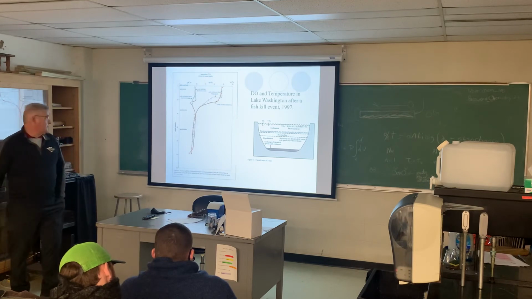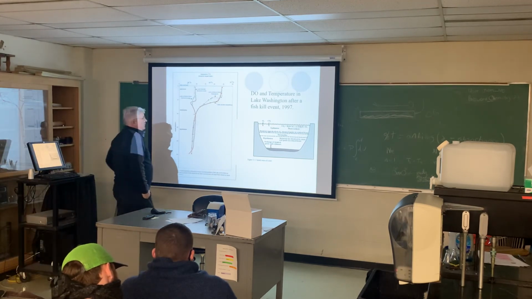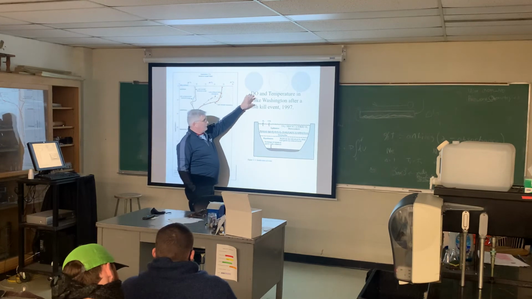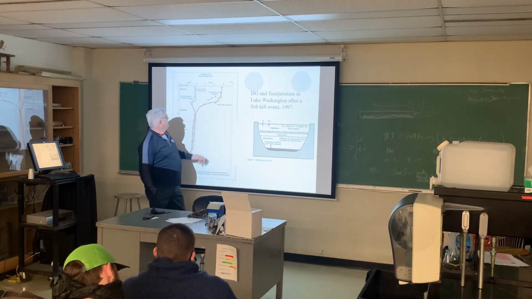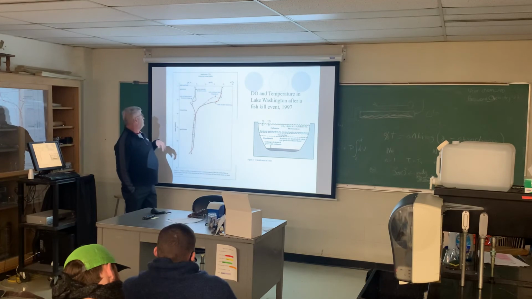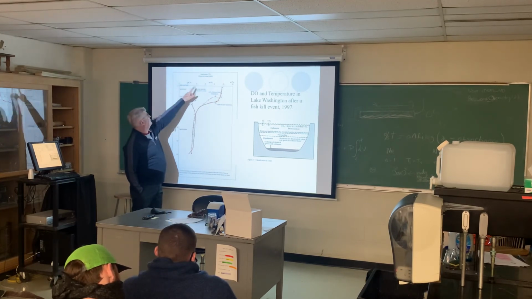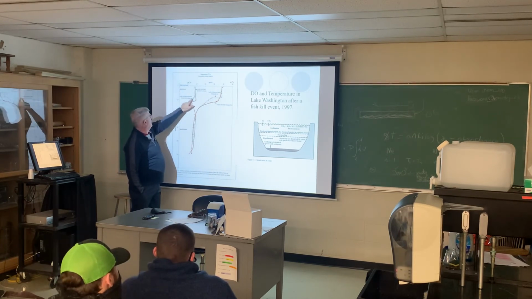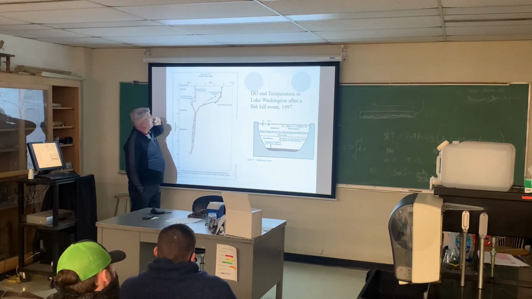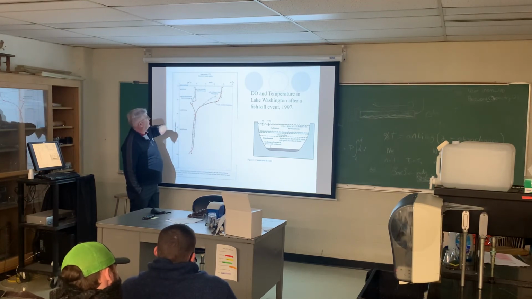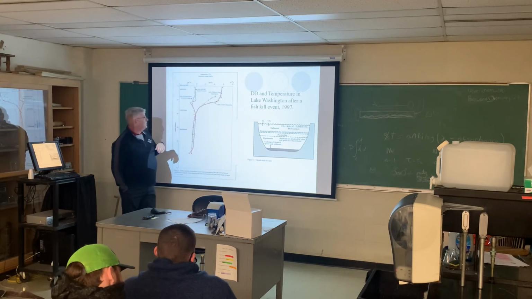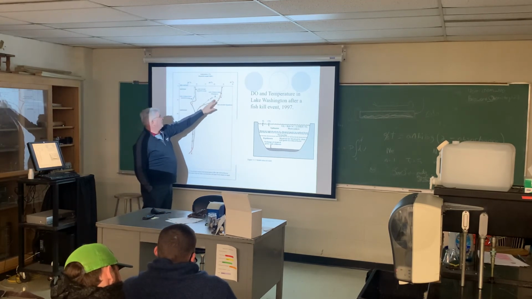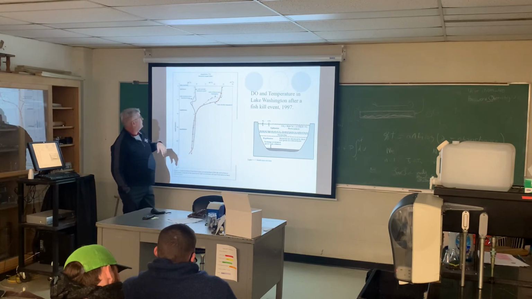Now there's other things that can happen, right? Dissolved oxygen and temperature caused a fish kill in Lake Washington that you can study. And so this is depth in meters, and this is temperature on this axis, and the blue line is the changes in dissolved oxygen related to that. And so what you see is that the higher temperatures, right, cause a diminishing of the dissolved oxygen.